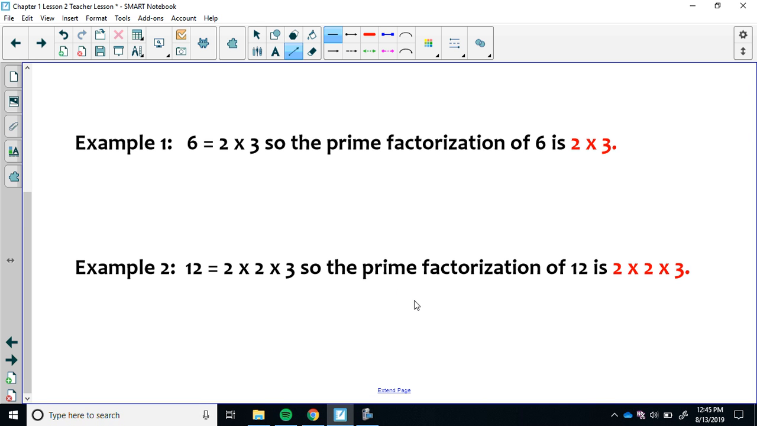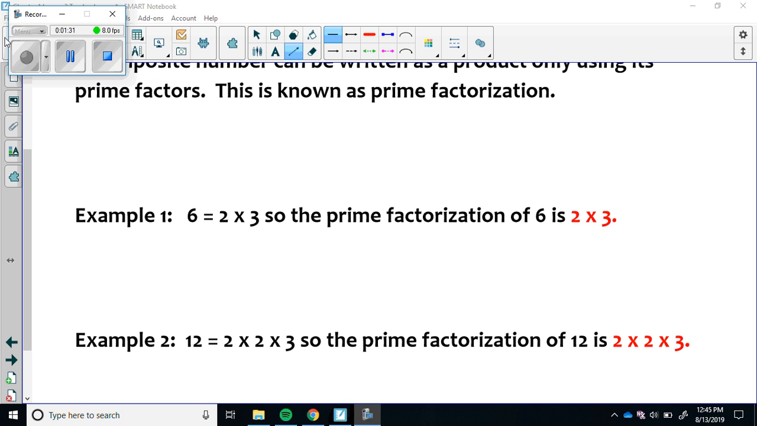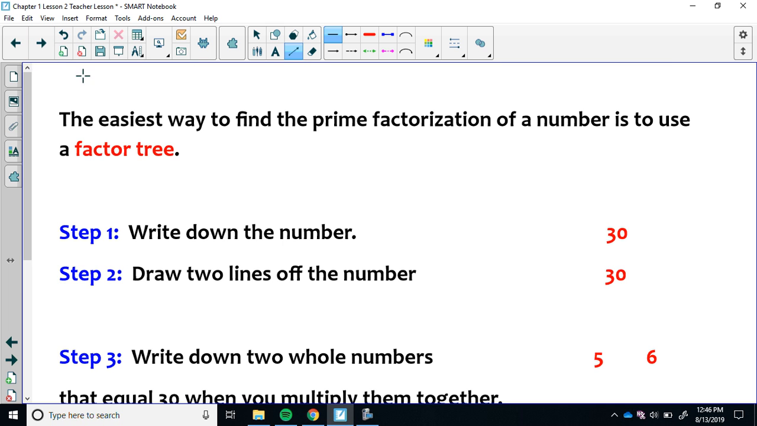And I know that you're probably asking yourself, well, how am I going to do this when we get to bigger numbers? And that's what I plan on showing you next. The easiest way I feel to find the prime factorization of a number is to use a factor tree. So the first step is to write down the number. There I wrote down the number.